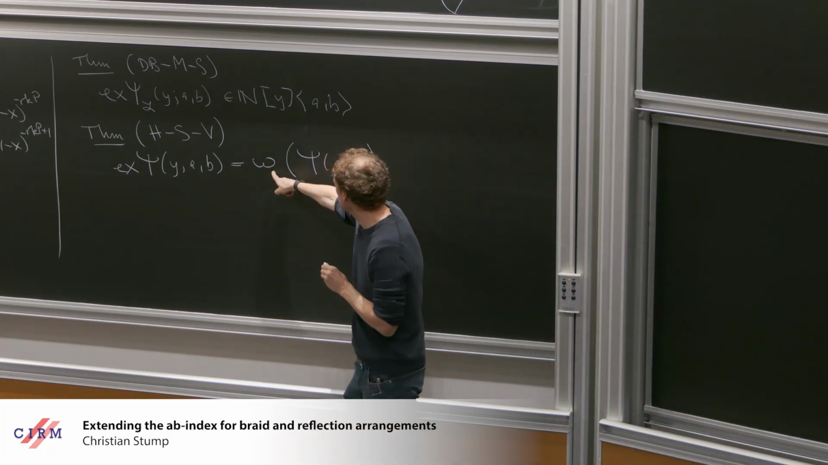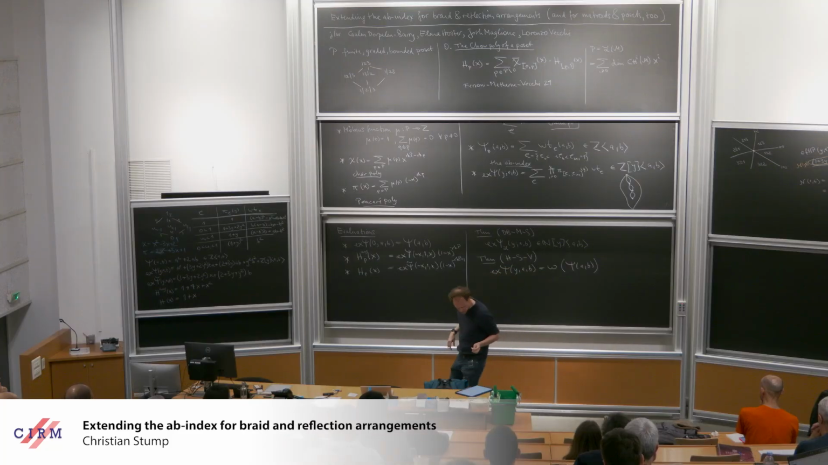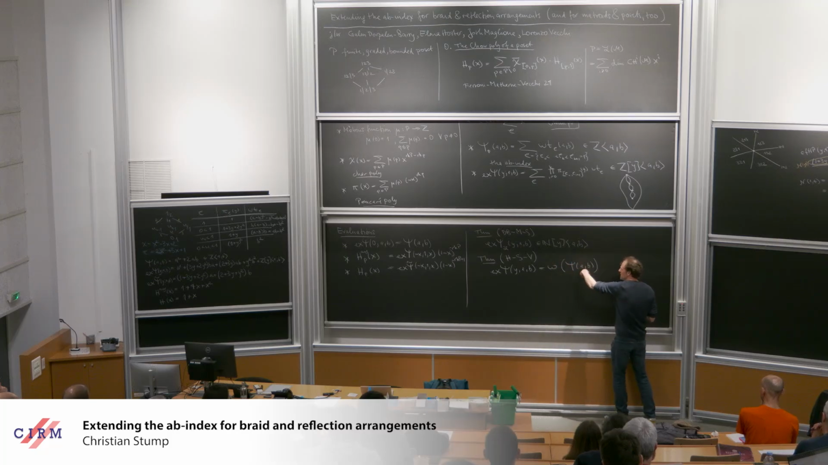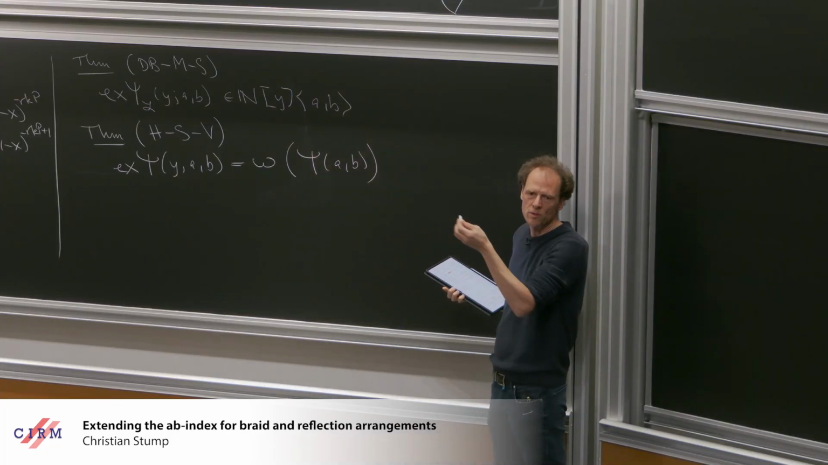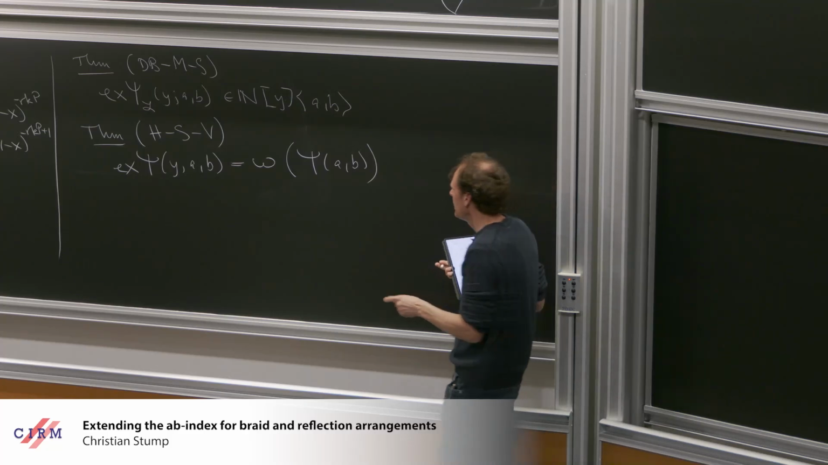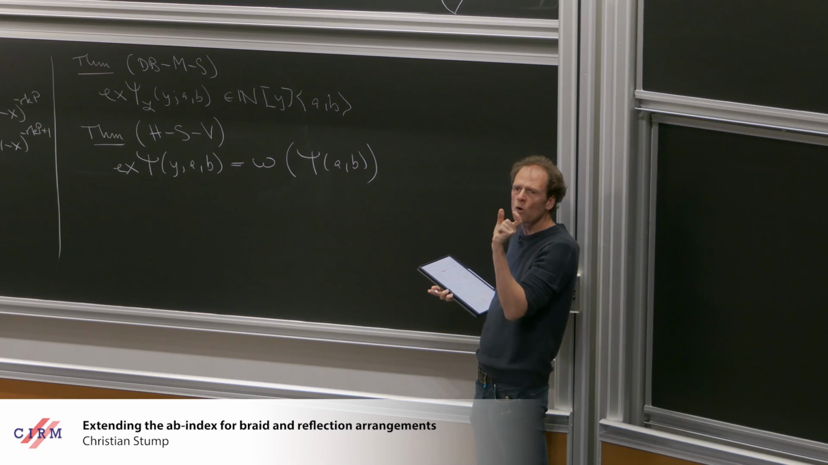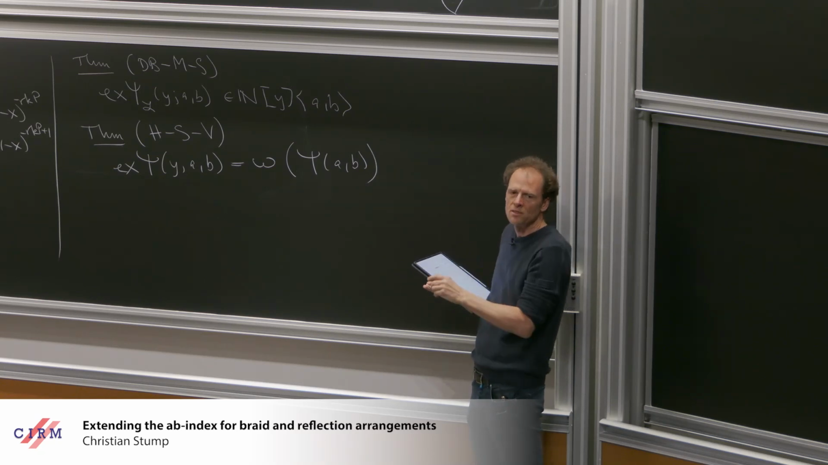So what is this operation? And I'm going to be a little vague about what it does. This operation is a sum of AB monomials, so it's a sum of words in A's and B's. And omega takes such a word in A's and B's and first looks at all instances of the consecutive ABs.